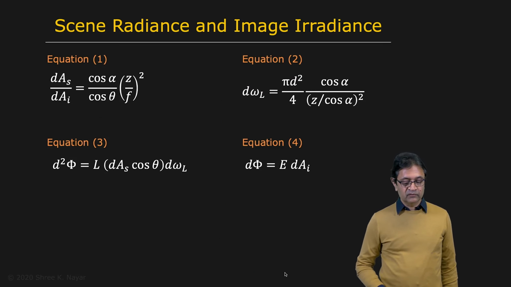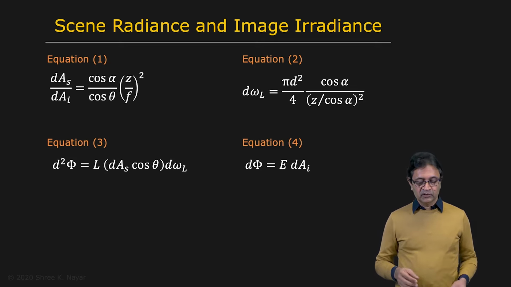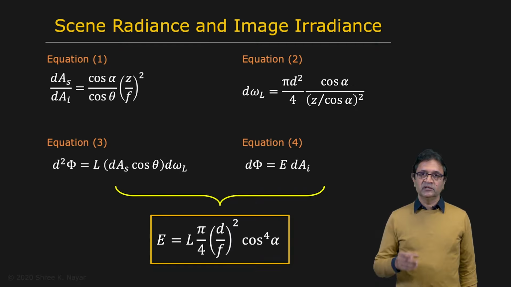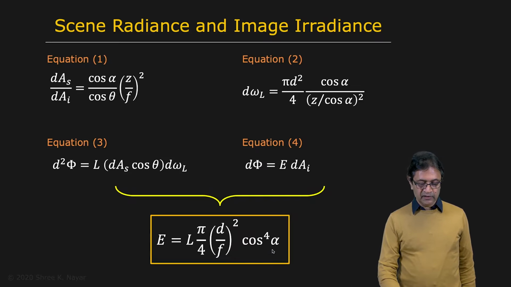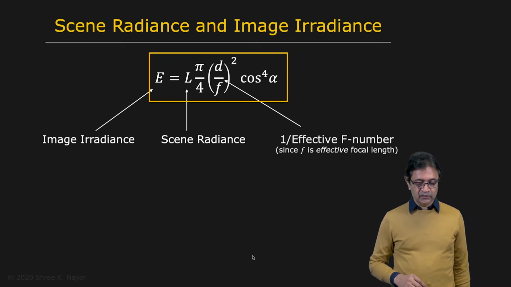So you have these 4 very simple expressions, and from these 4 expressions, we can derive the relationship between scene radiance L and image irradiance E. It turns out to be this expression right here. So let's take a closer look at this expression.